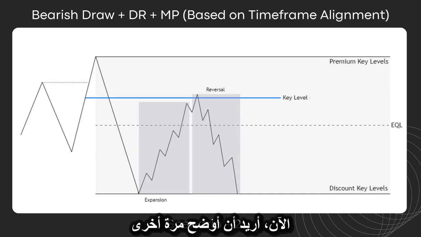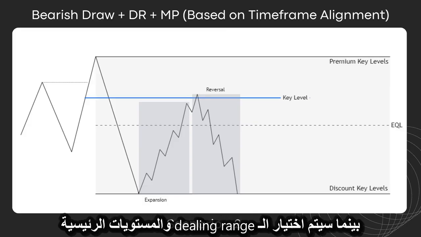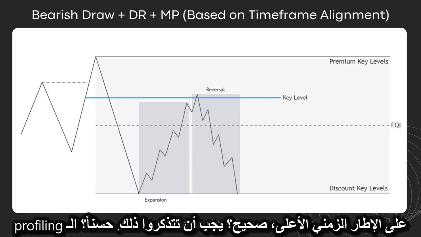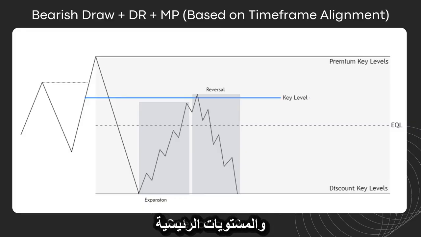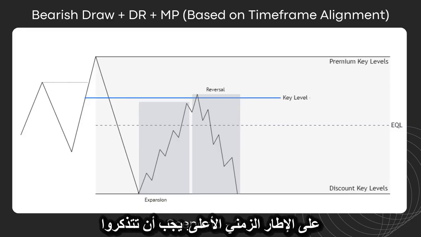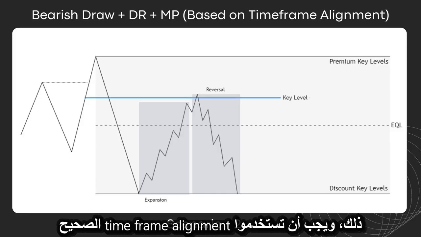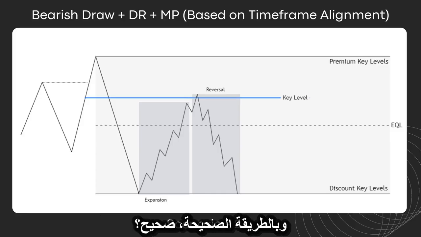Now I want to make it clear again that the market profiling that we are doing right here will be done on the lower time frame, whereas the dealing range and the key levels will be chosen on the higher time frame, right? You need to remember that: market profiling done on the lower time frame and key levels and dealing ranges chosen on the higher time frame. You must remember that, and you must use the correct time frame alignment in the correct manner, right?